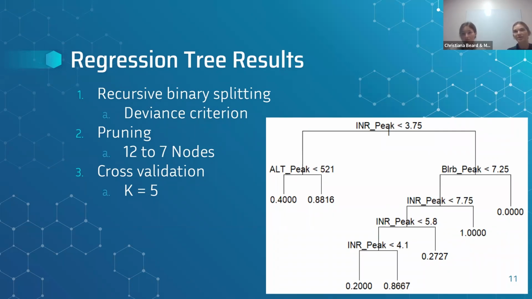So in our visual here, we see the tree-like structure, and the topmost node here shows INR peak. This is the first split, so we can conclude that this was the most significant variable in our tree. And if we look at the terminal nodes here, we see that some of these numbers may not be perfectly 0 or 1. So this is where we either round them to a 0, which is survival, or 1, which is death or transplant.